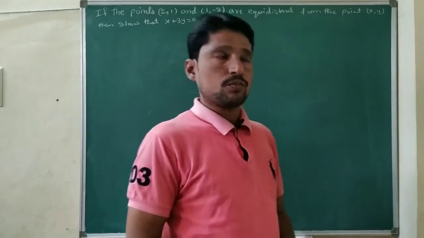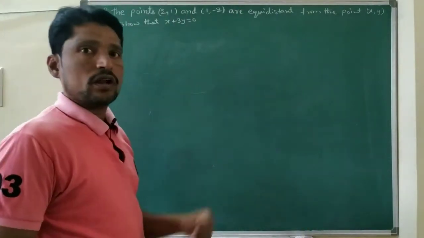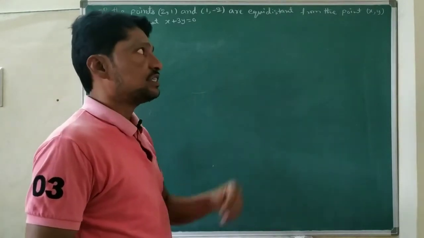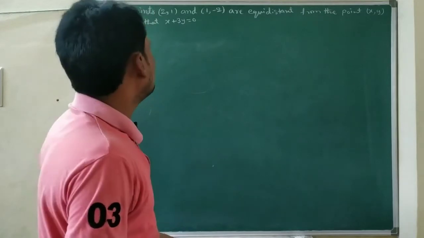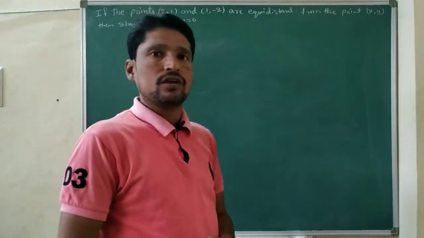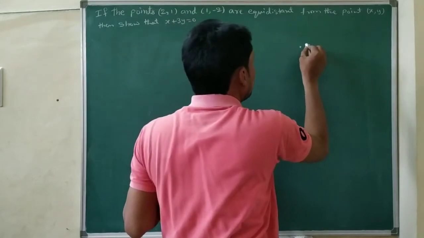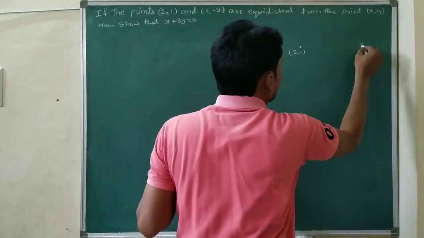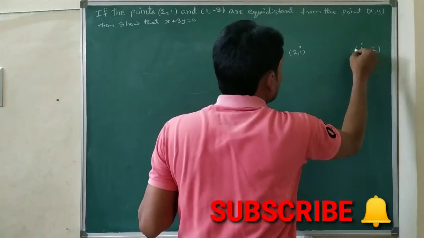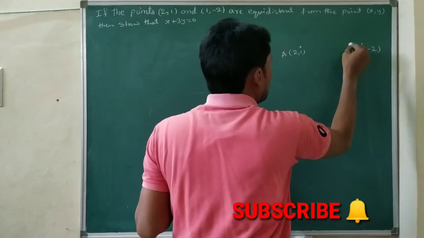What is given in this problem? The points (2, 1) and (1, -2) are equidistant from the point (x, y). Then we need to show that x + 3y = 0. So here the given points are A(2, 1) and B(1, -2).